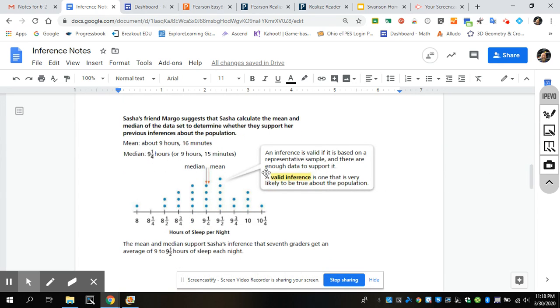So here's another dot plot. And Sasha's friend did another one where his data was the mean was about 9 hours and 16 minutes is what he calculated when he did it all.